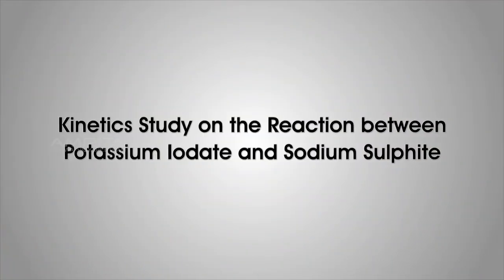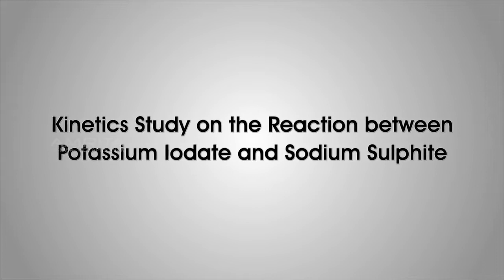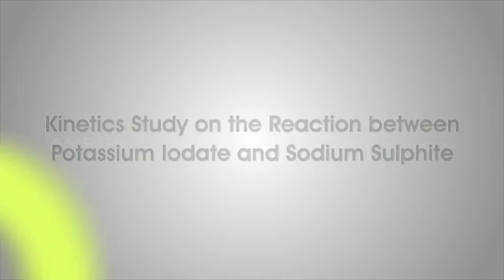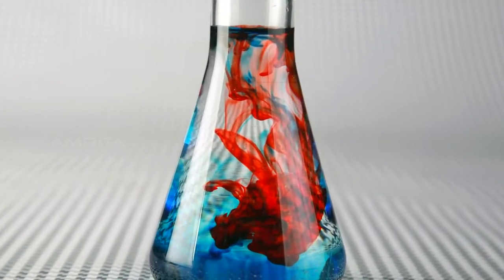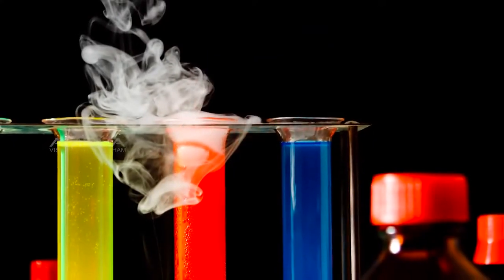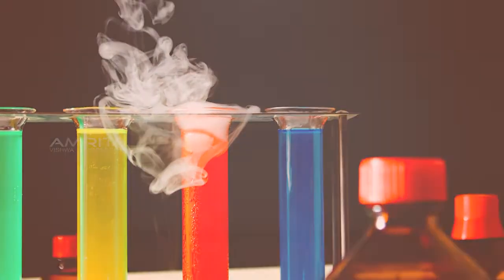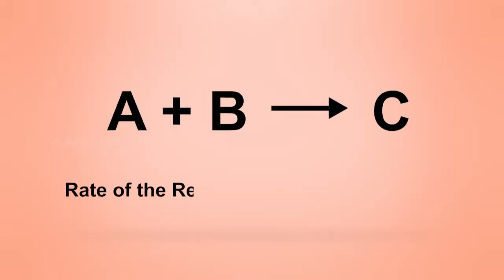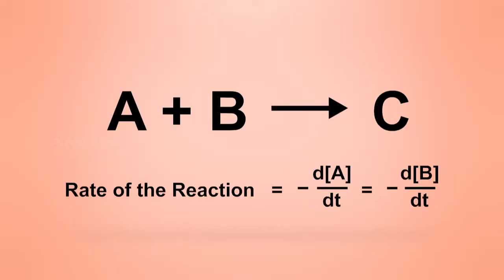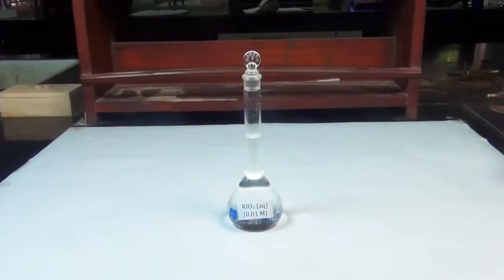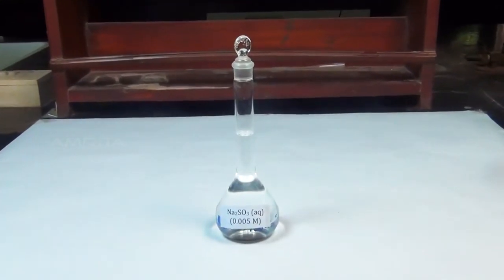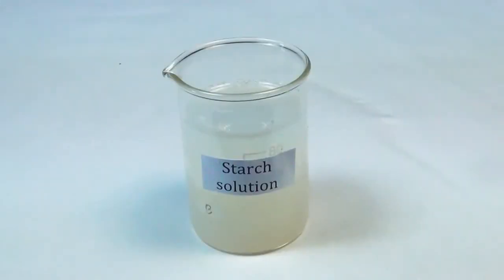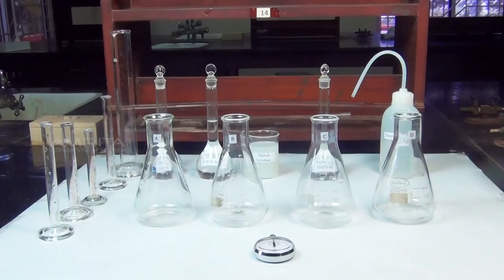Kinetics study on the reaction between potassium iodate and sodium sulfite. The rate of a chemical reaction may depend on the concentration of one or more reactants. The effect of concentration of the reactant on the rate of a chemical reaction can be studied by the reaction between potassium iodate and sodium sulfite in the presence of starch indicator at room temperature and pressure.